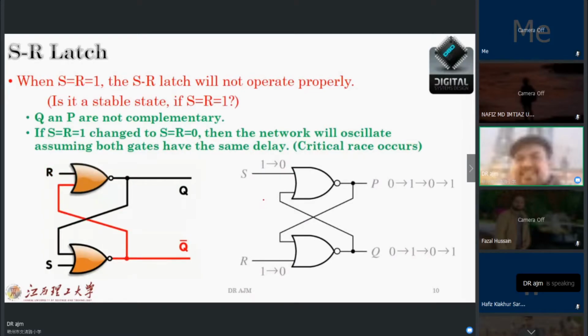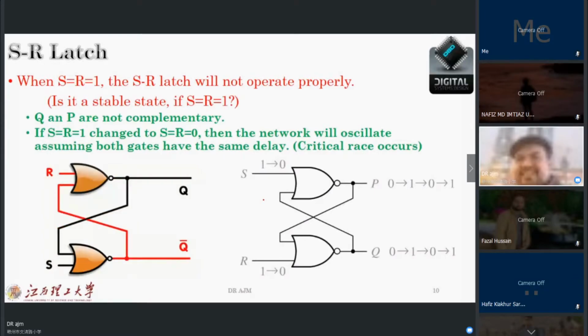First, assume the condition in which S and R are both 1. Then the S and R latch will not operate properly. It's a stable state if S and R are 1, and then Q and P are complementary. Some people will show this as P, some people will show it as 1.